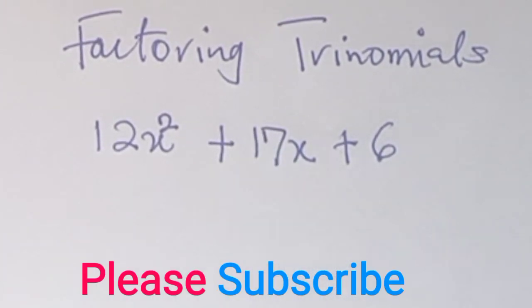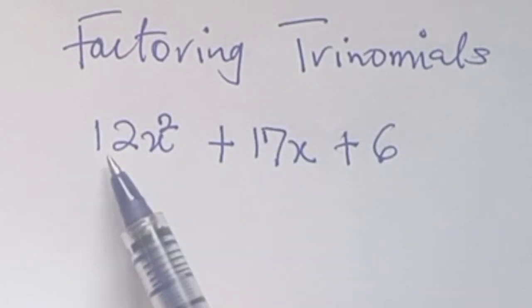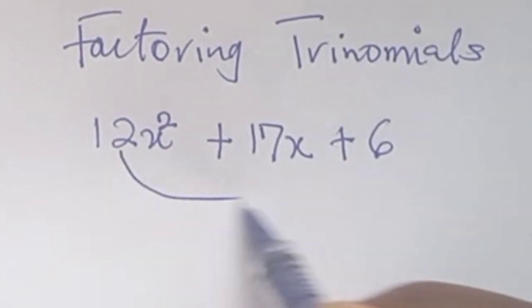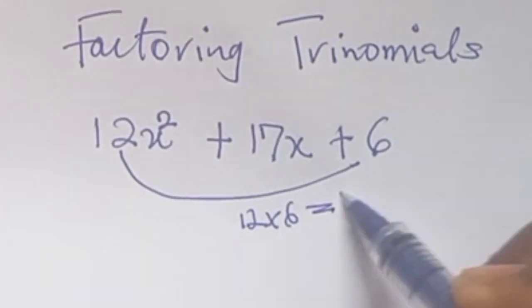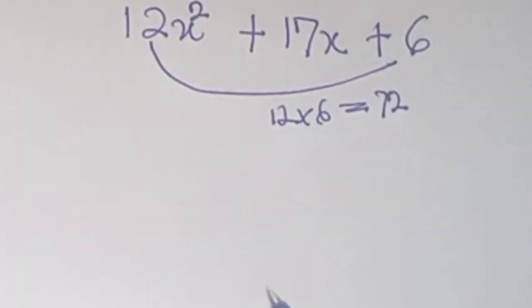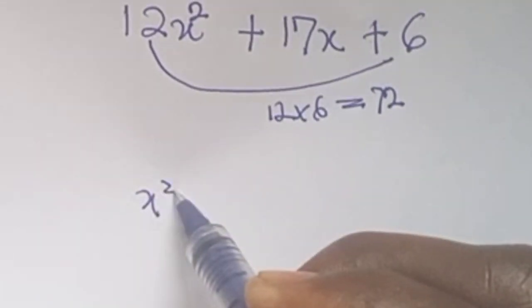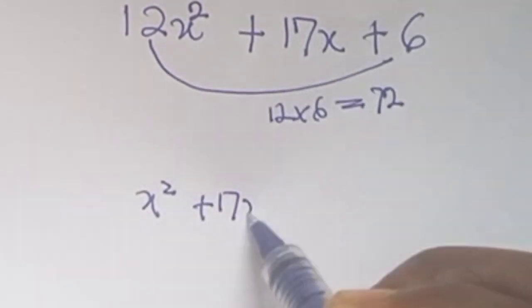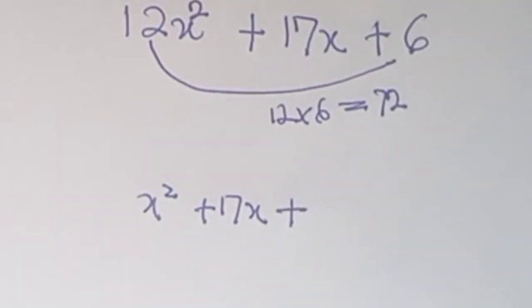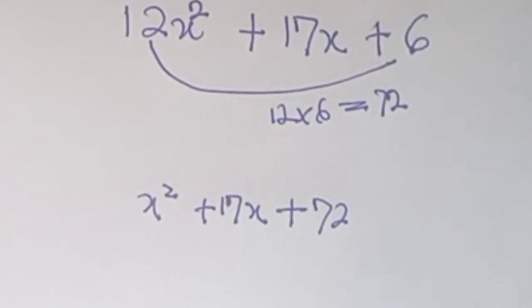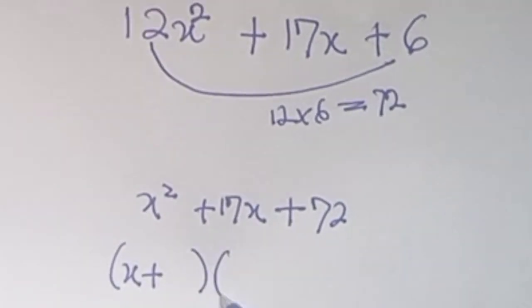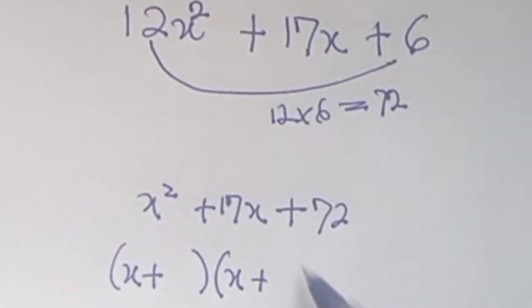The first thing we will do is to multiply 12 and 6, that is 12 times 6, and this is 72. And our new expression becomes x to the power of 2 plus 17x plus 72. Now we are still going to factor this. To do this, we have (x plus), close the bracket, open the bracket again, (x plus).